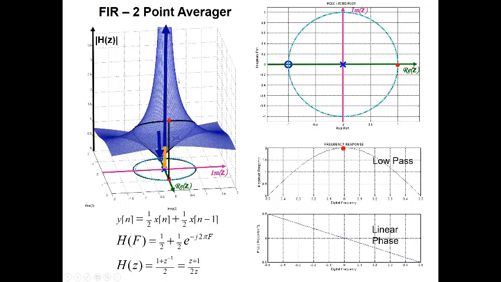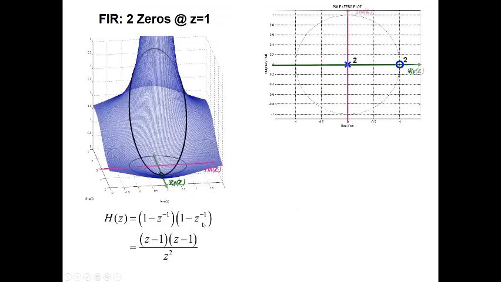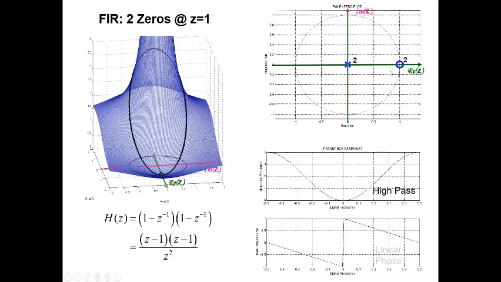This happens to be exactly the response of a two-point averager, y of n equals 1/2 x of n plus 1/2 x of n minus 1. If I double up things, if I put 2 zeros on here and 2 poles here, I just exaggerate the effects a bit. In this case, because my zero's over here on the low frequency side, I create a low frequency dip. In this case, pull it all the way down to 0. And don't pull down the high frequencies, I create a high pass filter.